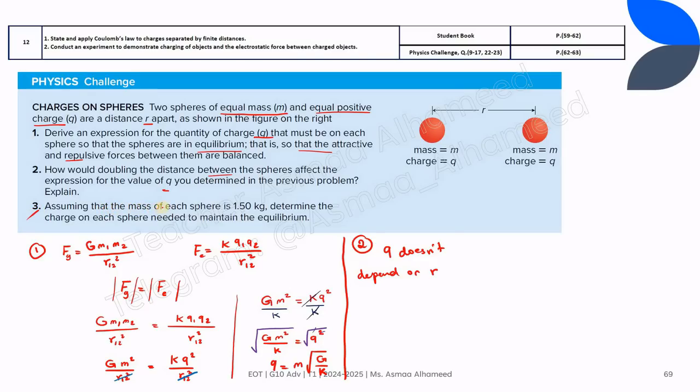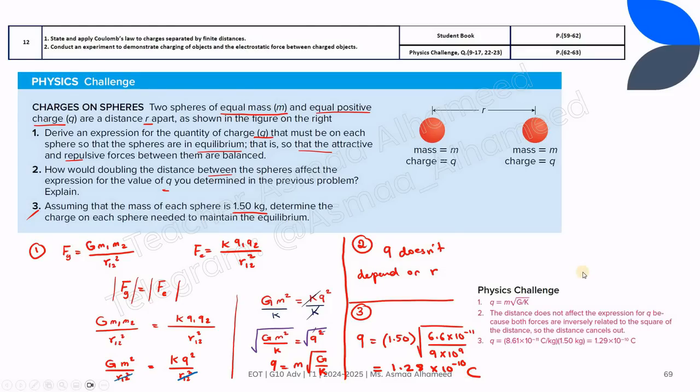Let's go to 3. Assuming that the mass of each sphere is 1.50 kilogram, determine the charge on each sphere needed to maintain this equilibrium. So in part 3 we will only substitute. So we have Q is equal to, how much is the mass? He said 1.50 kilogram. And then what is the value of G? G is a constant, 6.6 times 10 to power minus 11, and Coulomb is a constant, 9 times 10 to power 9, and the answer will be 1.28 times 10 to power minus 10 Coulomb. So these are the answers for you to check.